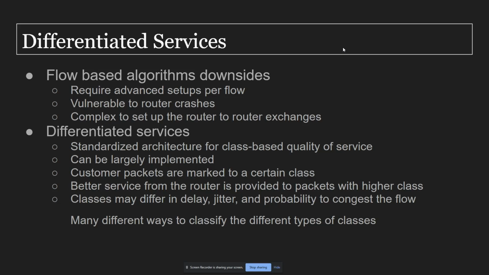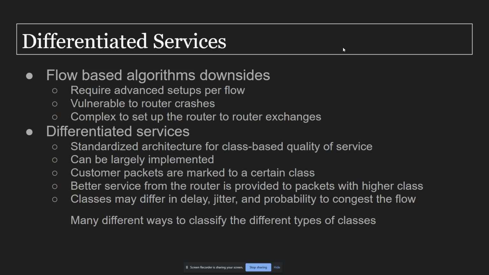Customer packets are marked to a certain class, and these classes are treated with different priorities. Better service from the router is provided to packets with higher classes, giving the ones with higher classes a difference in delay, jitter, and probability to congest the flow. The ones with a higher class will have a lower chance of delay, jitter, and probability to congest the flow, while the others have lower and lower.